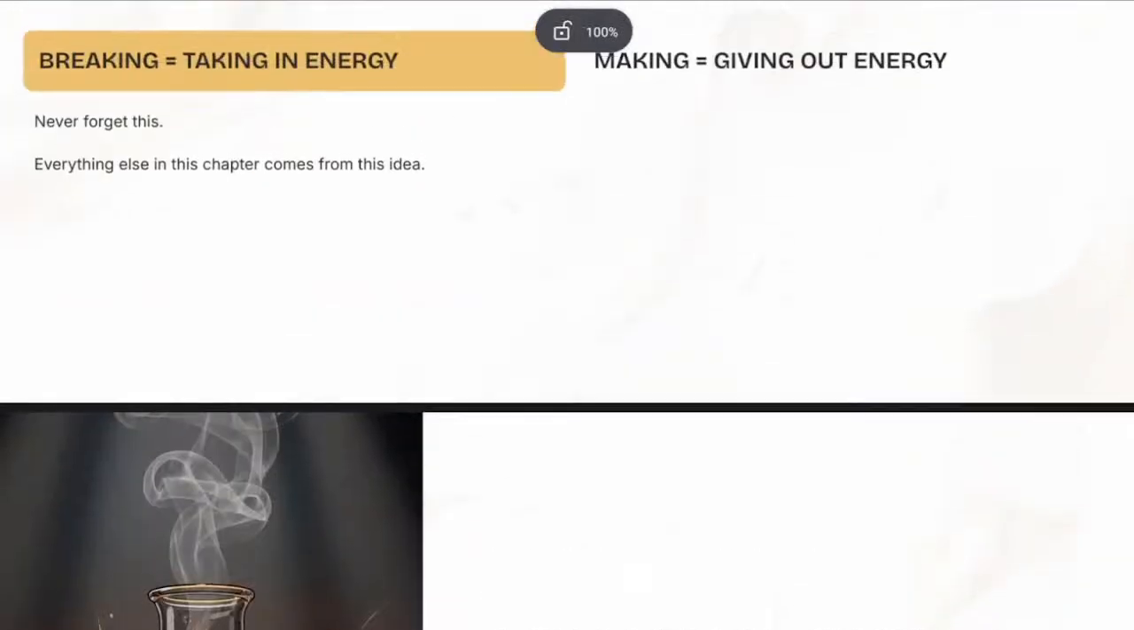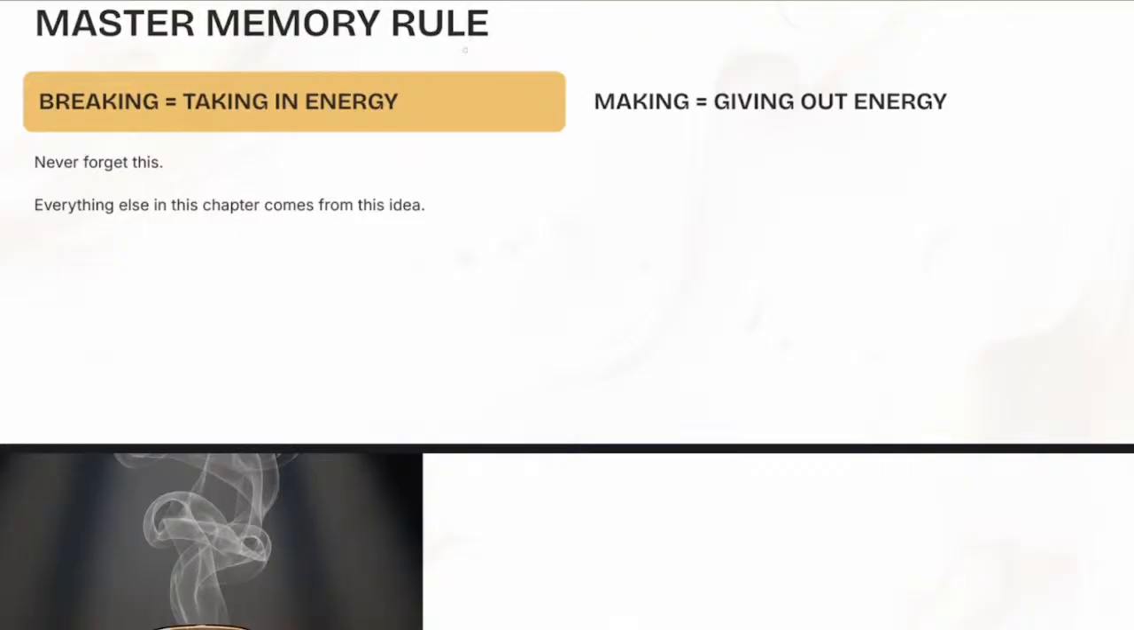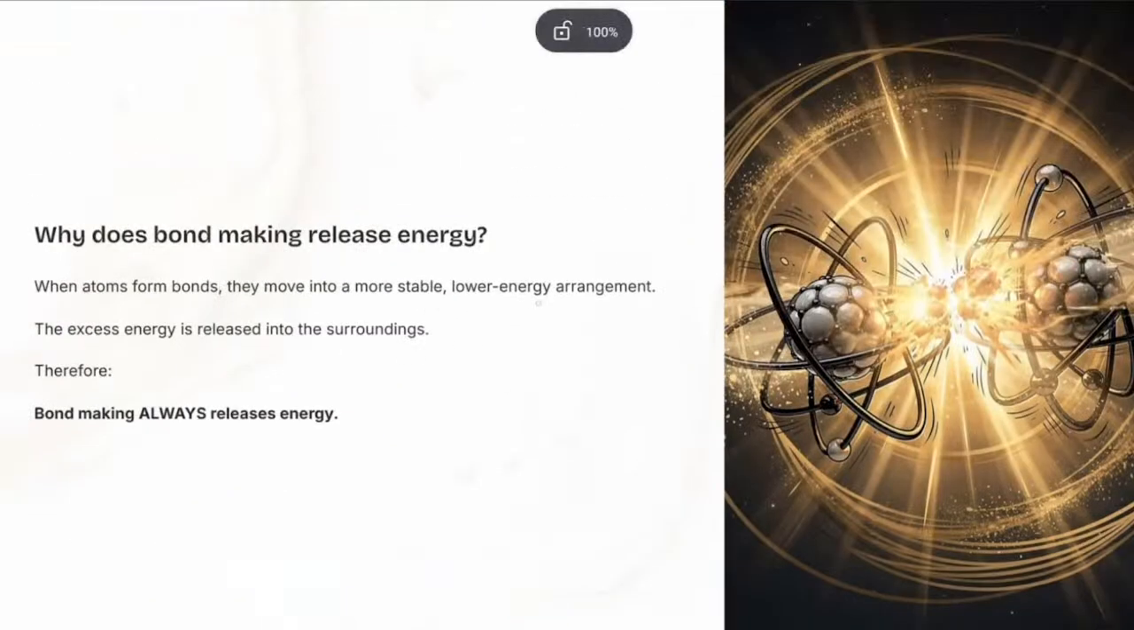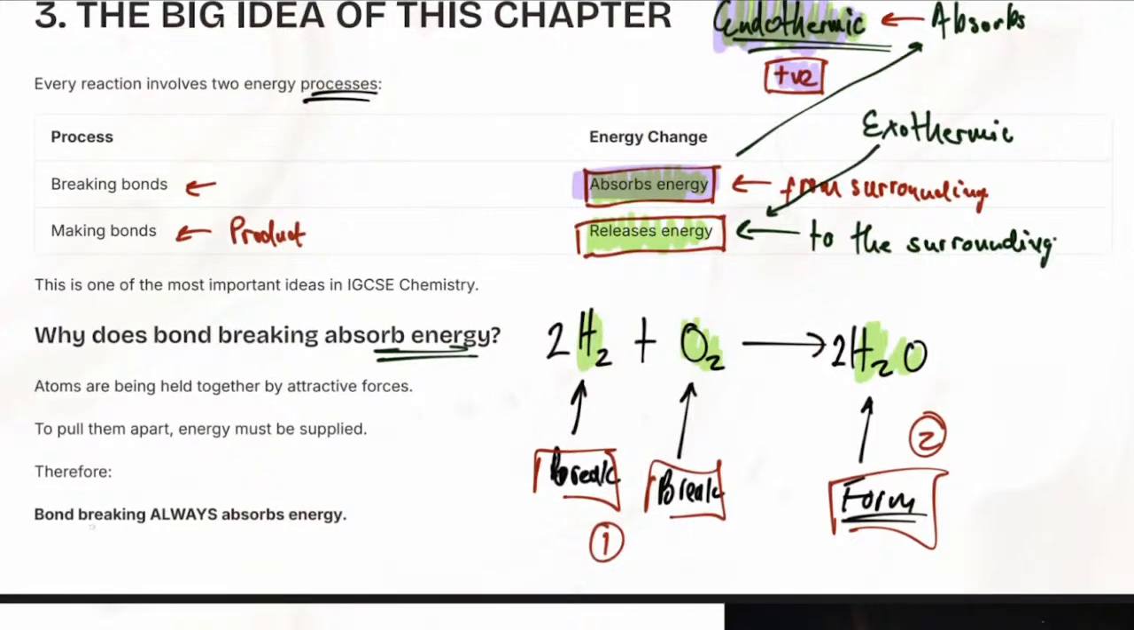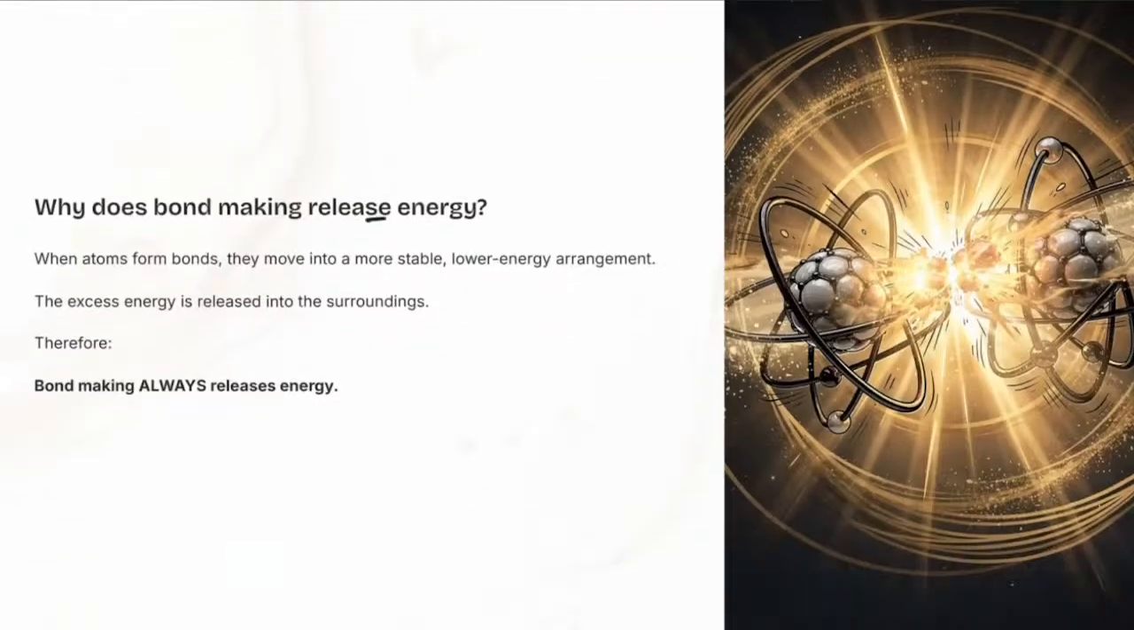Here, breaking, it takes in energy. Why does bond breaking absorb energy? To break the bonds. Bond breaking always absorbs energy. So when we are breaking bonds, we absorb energy. When we are releasing energy, we are forming bonds. When we are forming bonds, we are releasing energy. Energy is going out. It's not going in, it is going out. This is bond formation. Energy is going out.